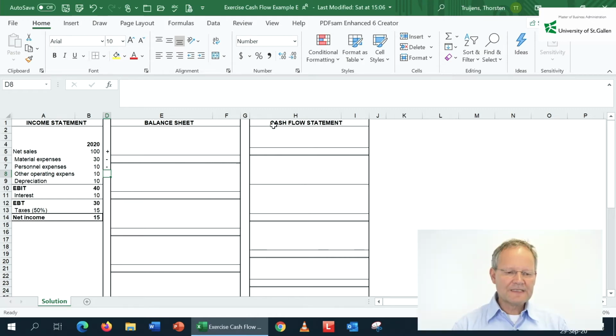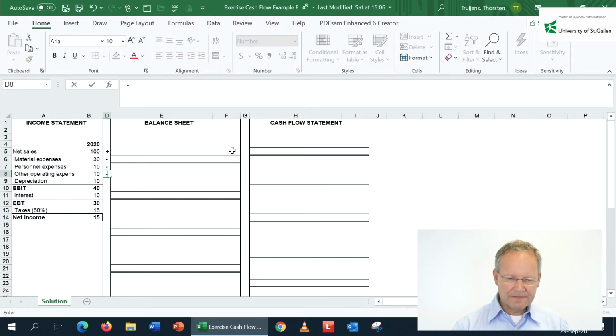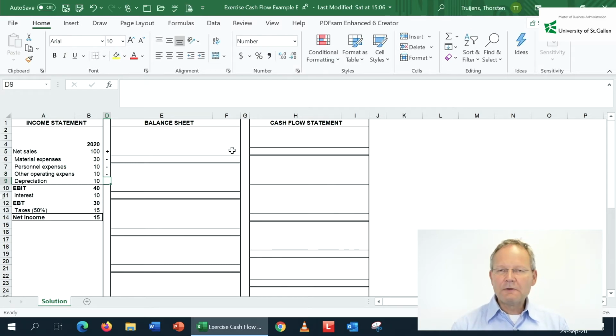Other operating expenses, that would be the rent we pay for our French fry stand at the Frankfurt railway station. And is that a cash out? Yeah, rent is paid every month. What about depreciation? Is depreciation a cash out? No, I hope we can agree that depreciation is not a cash out.